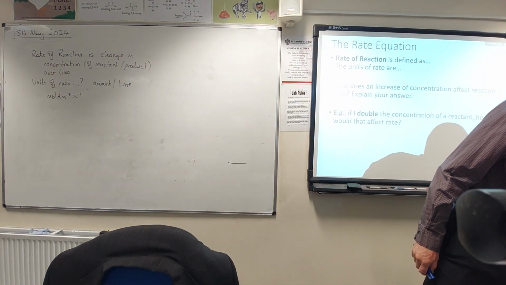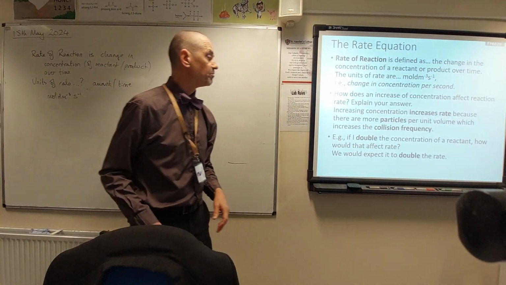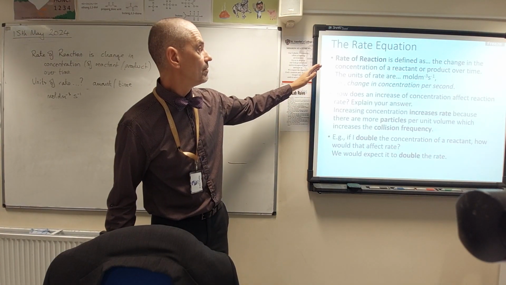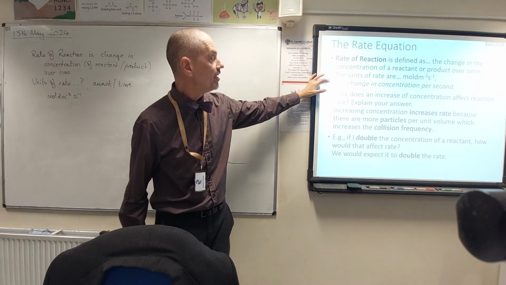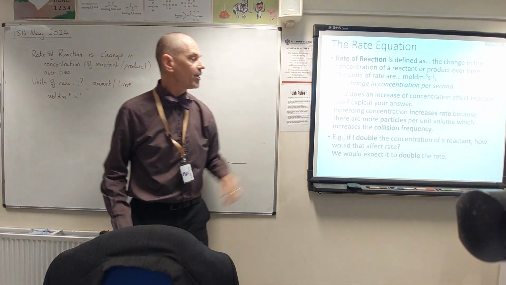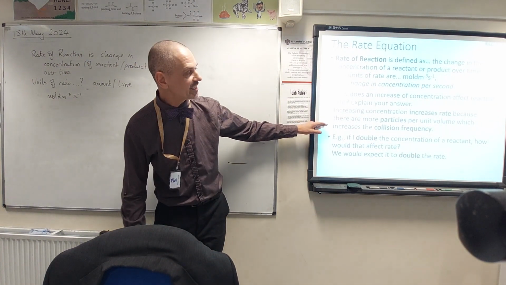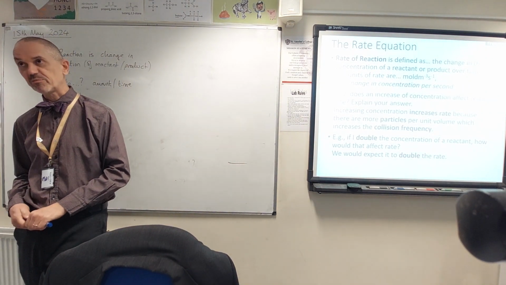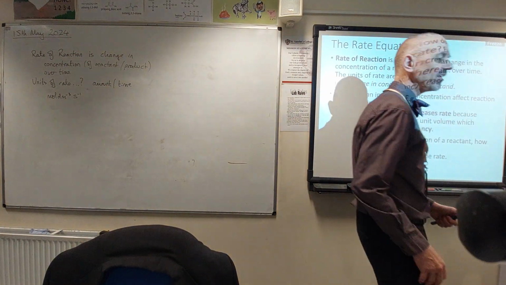Okay, now let's, that's just those answers there. That's already on the board there, isn't it? Changing concentration of reactant or product over time. Units of rate are going to be mole per dm cubed per second, or changing concentration per second. Increasing concentration increases rate because there are more particles per unit volume, which increases collision frequency. Notice the bolded words, those are our key words. If I double concentration of reactant, I would expect it to double rate. Okay, we're all good. Right, let's go back to the practical we all did then.